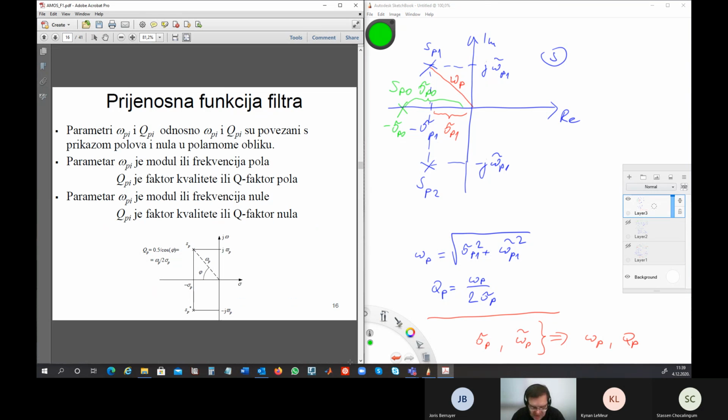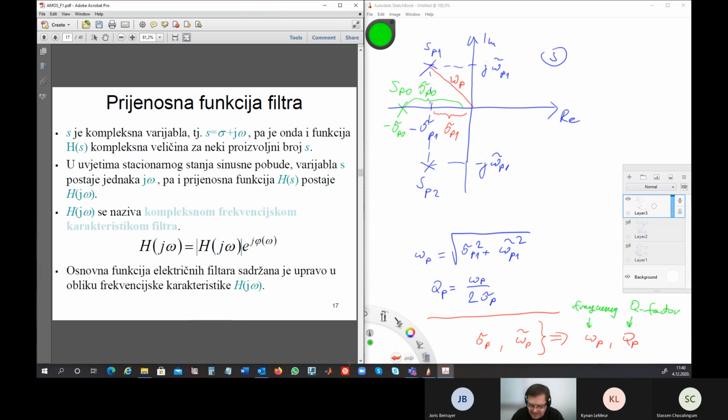This whole story, which I have just derived, is here on this picture. This is called frequency. This is called Q factor. Okay. So much about the definition of our pole. Now we continue with our transfer function of the filter.